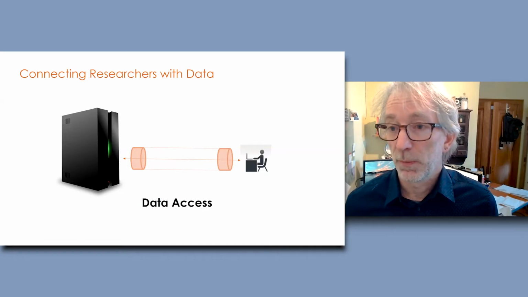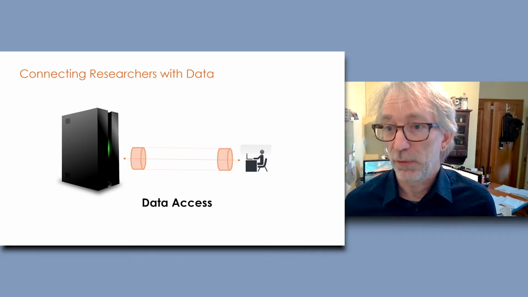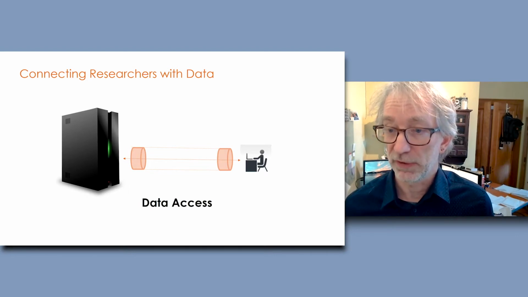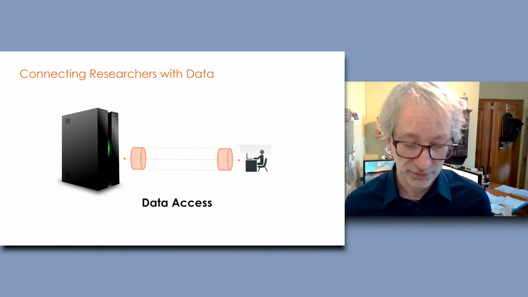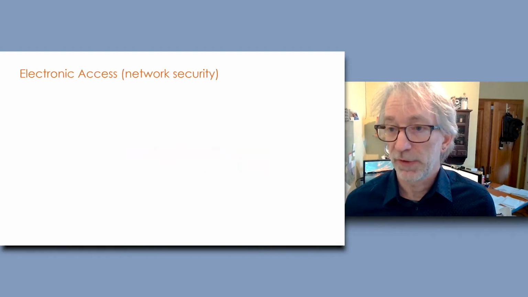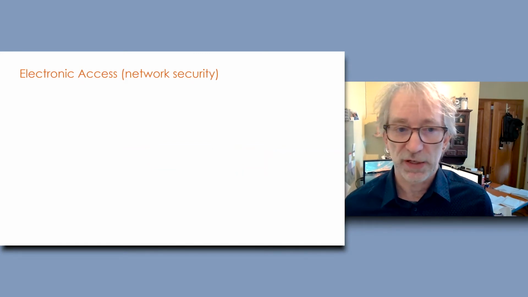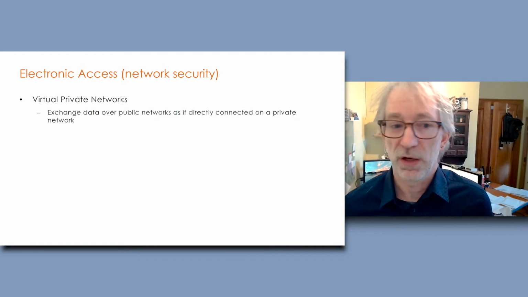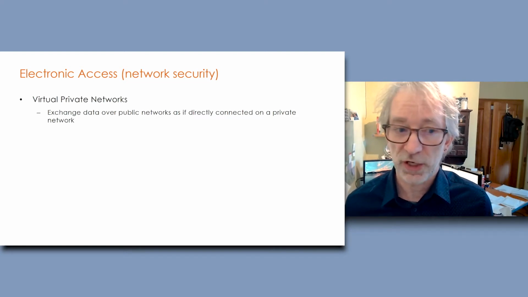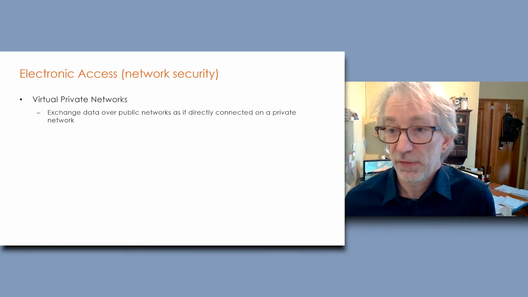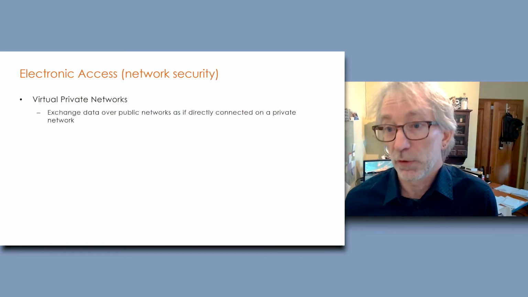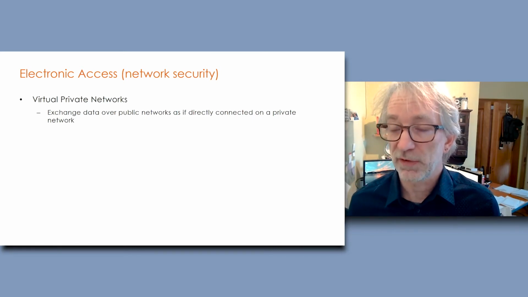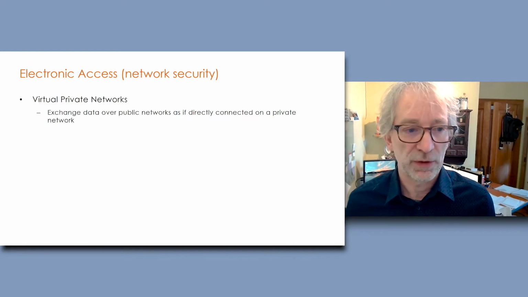Now, one way to not transfer data is to give researchers access to the location where the data actually happens to be at the data provider. So we'll call that data access. Again, here we need to think about various elements of that path that need to be protected. There's network security. There are virtual private networks that can be used to exchange data over public networks as if they were directly connected on a private network. And of course, it goes without saying, we could also set up a private network. That was done much more frequently in the past. It is much more rarely seen nowadays.